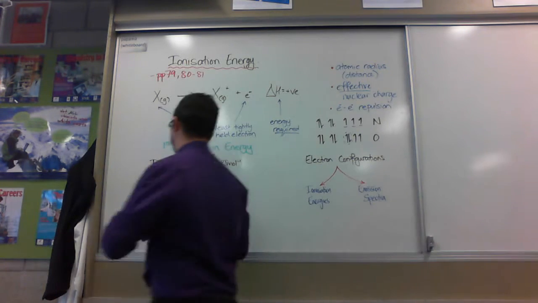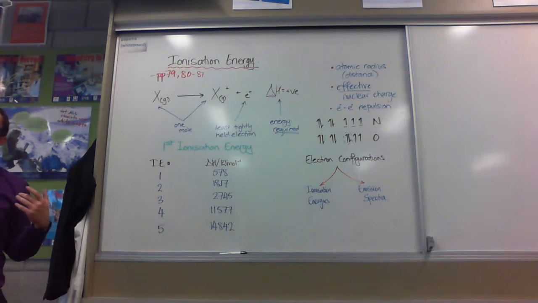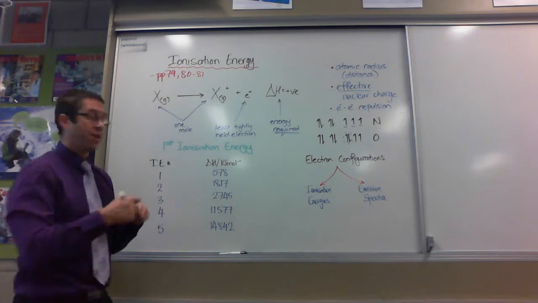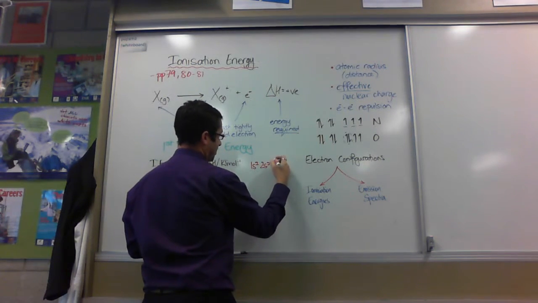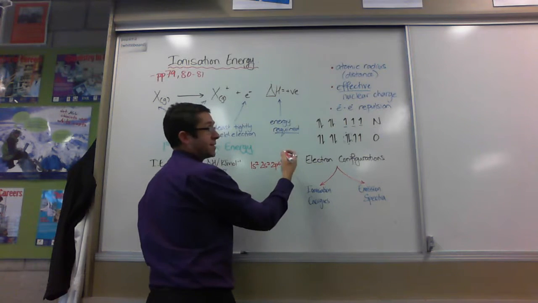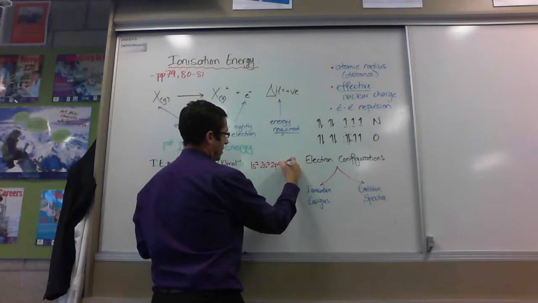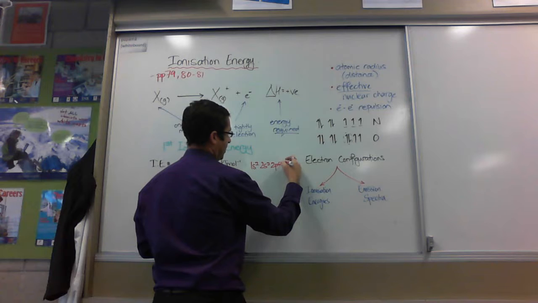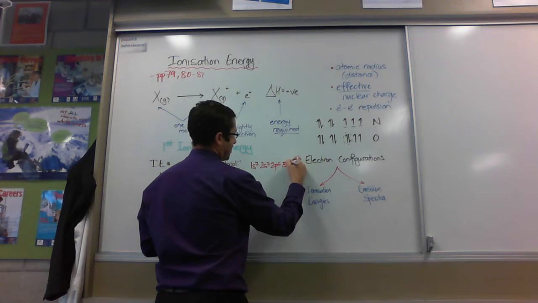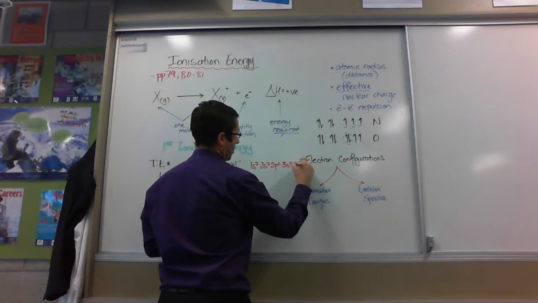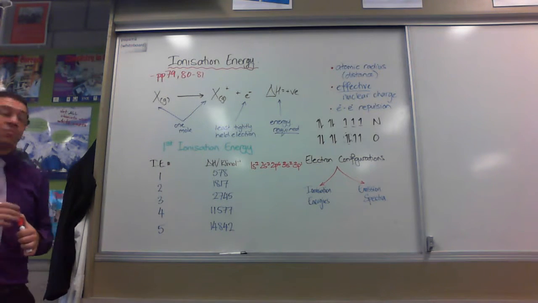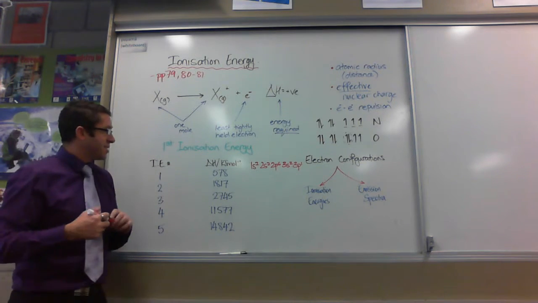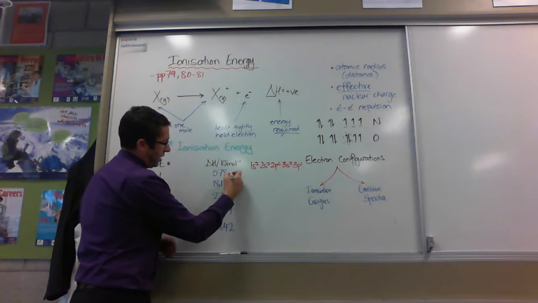And if I have a look, I'm just going to quickly write down the electron configuration of aluminium so that you can have a look at this. 1s2, 2s2, 2p6, 3s2, 3p1. Okay, so that's what it would be. And I can see quite a dramatic jump here.